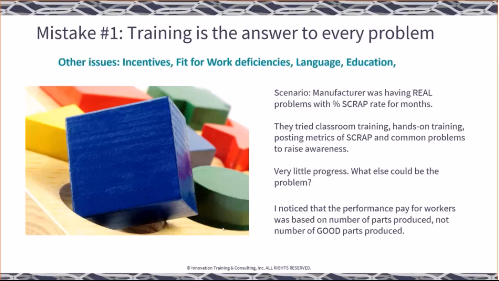And so you want to look at what the problem is. Are there other issues that really need to be fixed, like incentives? There may be some things that the person is physically not able to do, that fit for work, or perhaps they don't understand through language or education deficiencies.